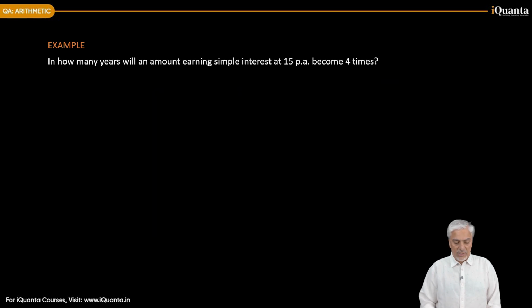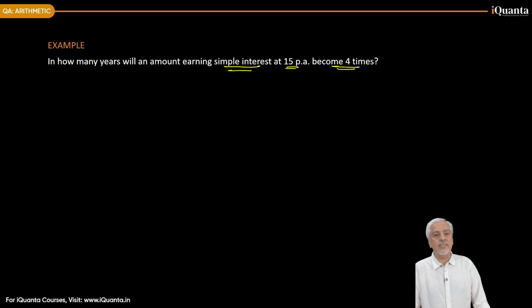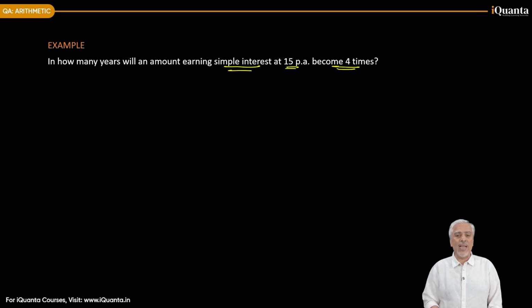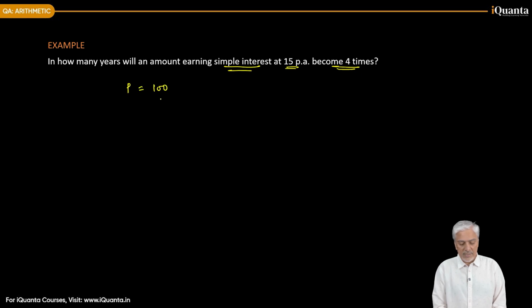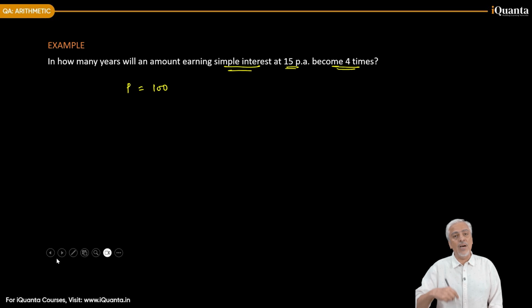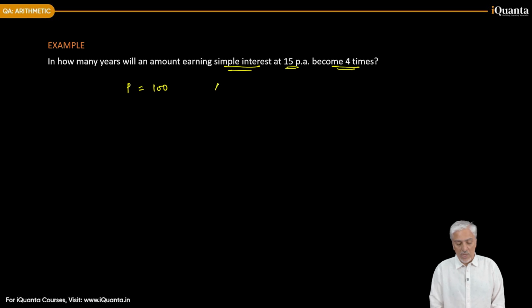Let's look at one more question. In how many years will an amount earning simple interest at 15% per annum become 4 times? What does it mean by becoming 4 times? It's very simple. You can take any number and do this calculation. You can assume let the principal be 100 rupees. It is amounting to 4 times. That means the amount becomes 400 rupees.